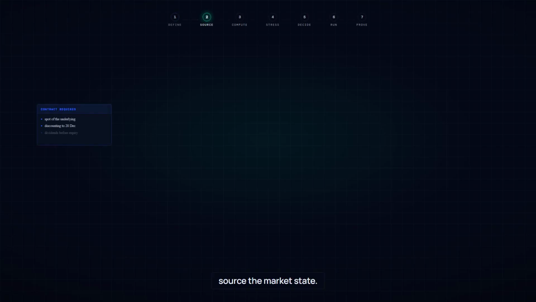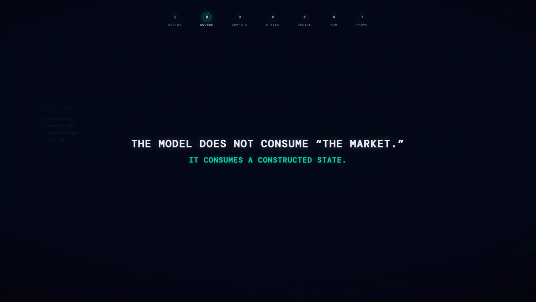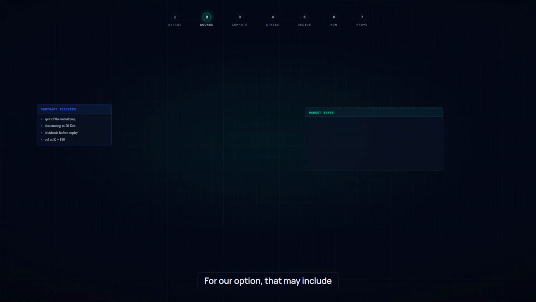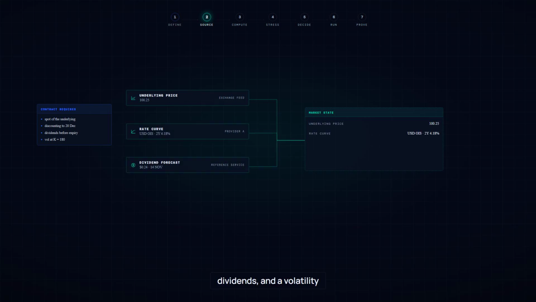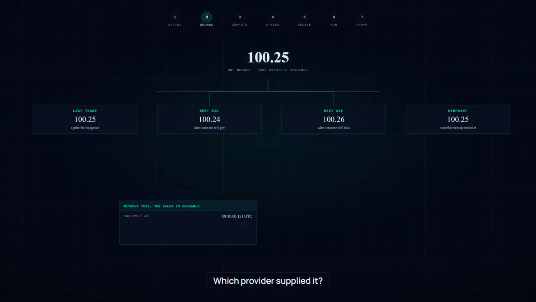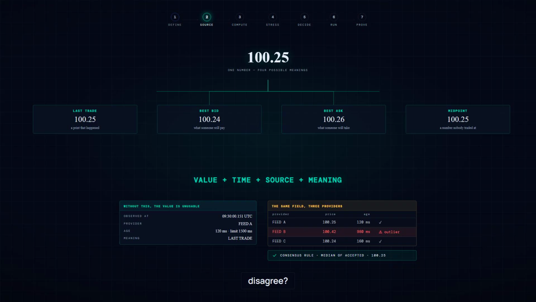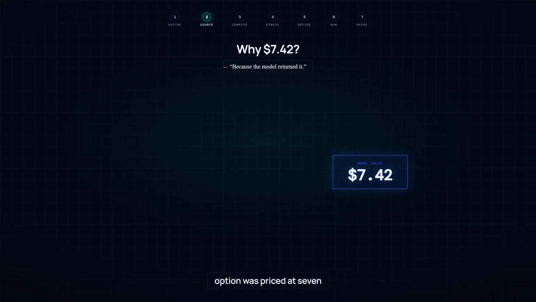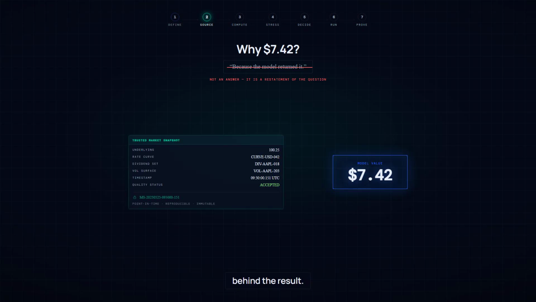Second, source the market state. A formula does not consume the market, it consumes selected inputs. For our option, that may include the underlying price, an interest rate curve, dividends, and a volatility surface. But is the price a trade, a quote, or a midpoint? When was it observed? Which provider supplied it? How old can it become? What happens when sources disagree? When someone asks why the option was priced at 742, "because the model returned it" is not an answer. We need the exact market snapshot behind the result.